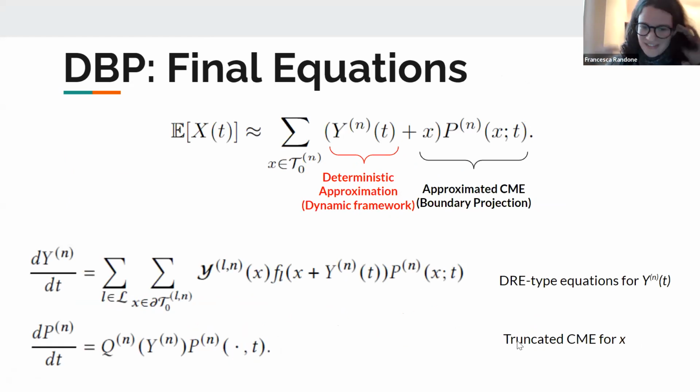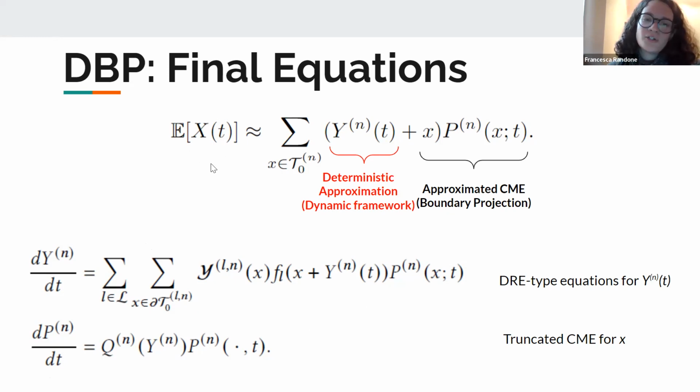Okay, in the end, after all these passages, we're left with a system of ODEs in which you have two families, let's say, of ODEs. One is the truncated master equation that gives us some approximated probability. The infinitesimal generator of this truncated master equation depends on a deterministic function y, which is obtained from the other family of ODEs, which is just a deterministic approximation of some process, whose rate function, in turn, depends on the approximated probability. So in this way, these two families of equations are coupled and both nonlinear.